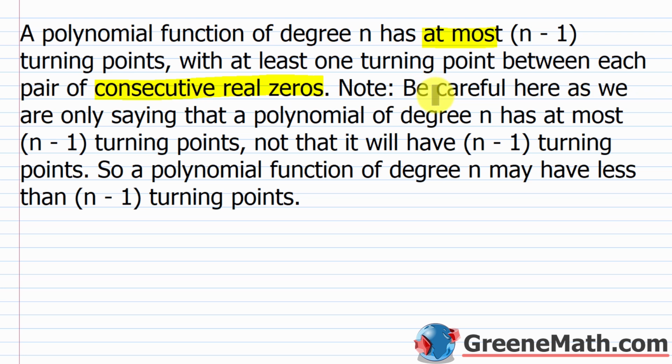I have a note here. Be careful here, as we are only saying that a polynomial of degree n has at most n minus 1 turning points, not that it will have n minus 1 turning points. So a polynomial function of degree n may have less than n minus 1 turning points. So you may get something that's a 5th degree polynomial that does not have 4 turning points. We are only saying here that it has at most 5 minus 1, which would be 4 turning points.